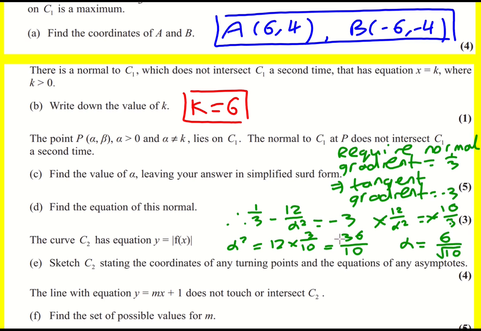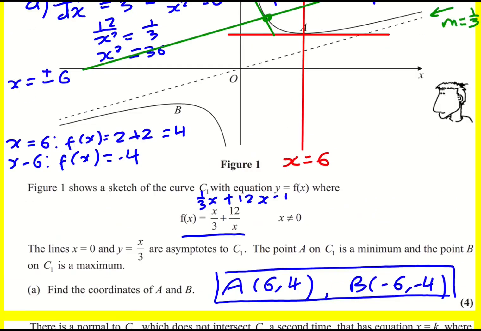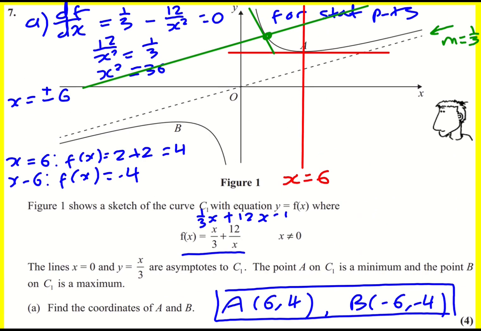I've square rooted the whole thing. I can square root 36, square root the 10. And remember, we know that alpha is positive, so we can ignore the negative solution. There will be another solution, but it will be at the bottom of the curve, so in the same sort of position here, I guess.